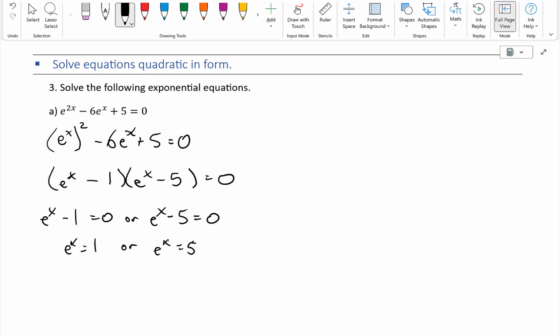For the left one, e to the x equals 1, we know our power has to be 0 there. Any number to the 0 power gives us 1, so x would be 0. For the right side, we can use that natural log 1-to-1 property to say our natural log of e to the x equals the natural log of 5. The left-hand side would again just go to that exponent x, and the right-hand side would stay natural log of 5. So we've got 2 answers there for our quadratic.